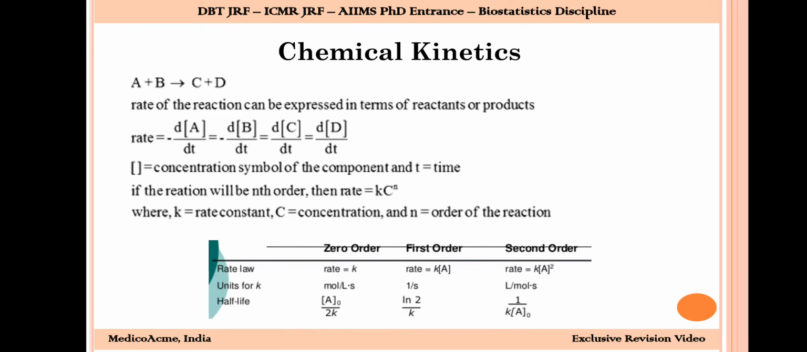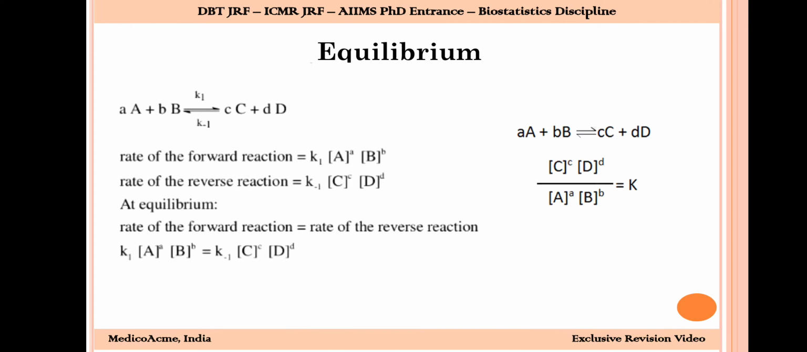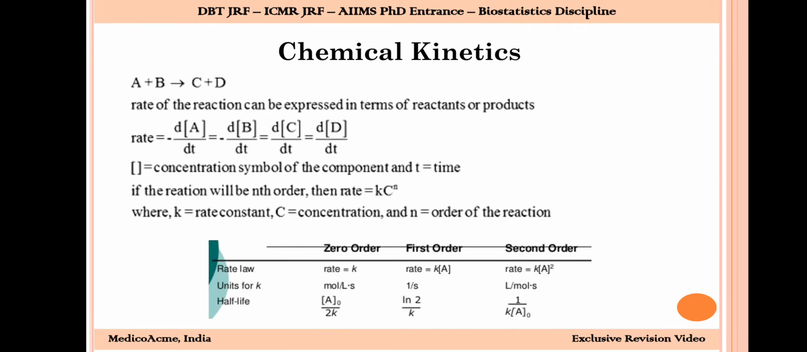So chemical kinetics and equilibrium. What happens after the chemical kinetics has progressed is that it becomes an equilibrium. In the chemical kinetics of A plus B giving C plus D, the rate of disappearance of the substrates equals the rate of appearance of the products. Products are going to be formed with time. Okay, so there is a decrease in the substrates and an increase in the products.